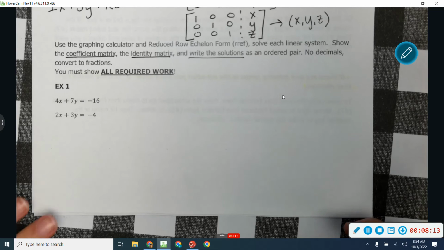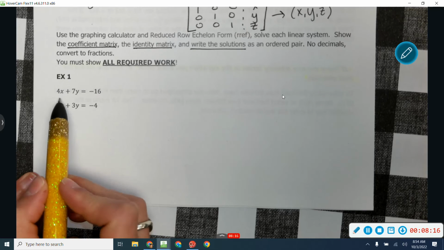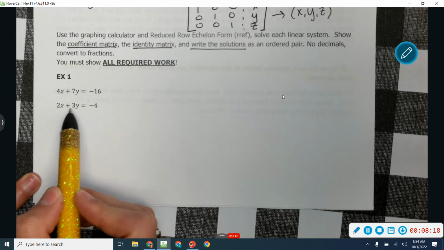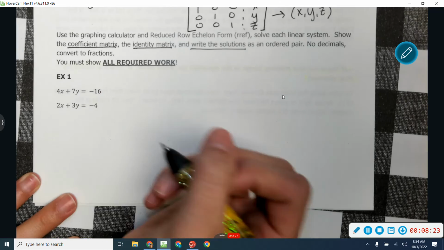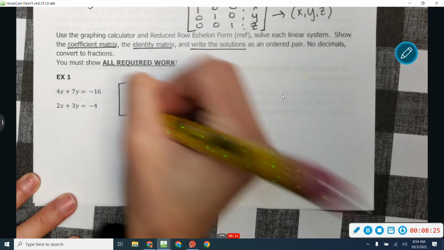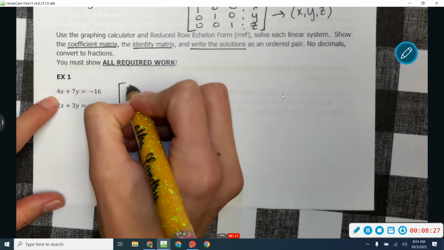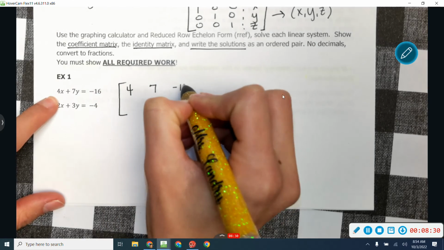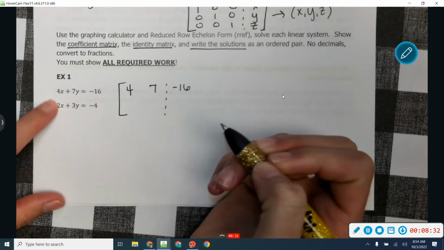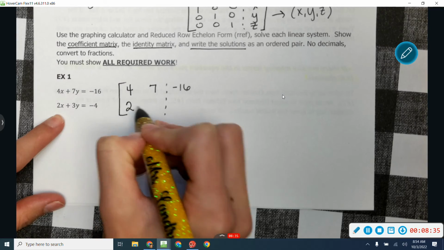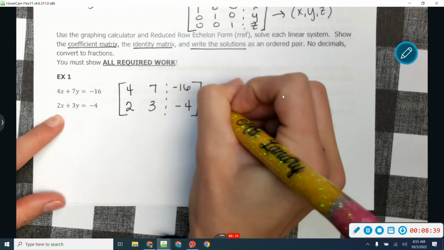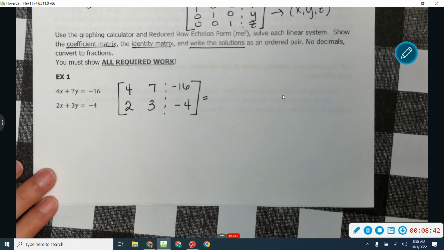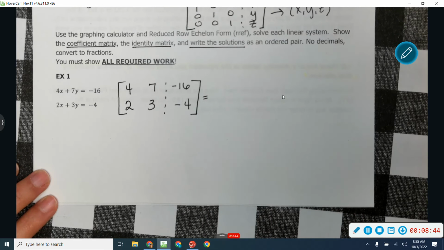Okay, so my system is 4x plus 7y equals negative 16, 2x plus 3y equals negative 4. I'm going to start with my coefficient matrix. So I'm going to take 4, 7, and negative 16. And then my second equation, 2, 3, and negative 4. Are you good starting with the coefficient matrix? And you understand how to build that?